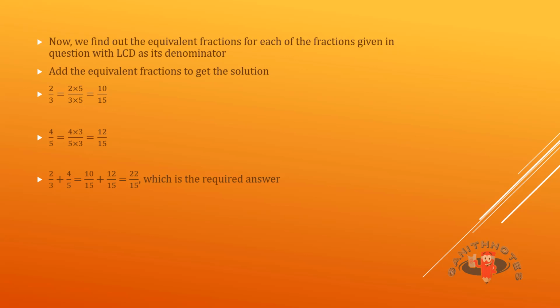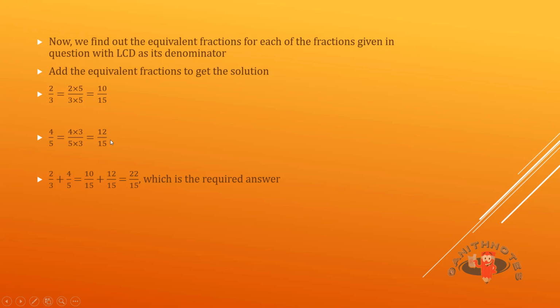Now you will have to convert both the fractions 2 by 3 and 4 by 5 which is in question into the equivalent fractions with their respective denominators as 15 which is the LCD. So how do you convert 2 by 3 into an equivalent fraction having the denominator as 15? You have to multiply 3 by 5 to get 15. So you will also have to multiply the numerator 2 by 5 to get 10. So the equivalent fraction of 2 by 3 is 10 by 15. On similar lines, the equivalent fraction of 4 by 5 is 12 by 15.